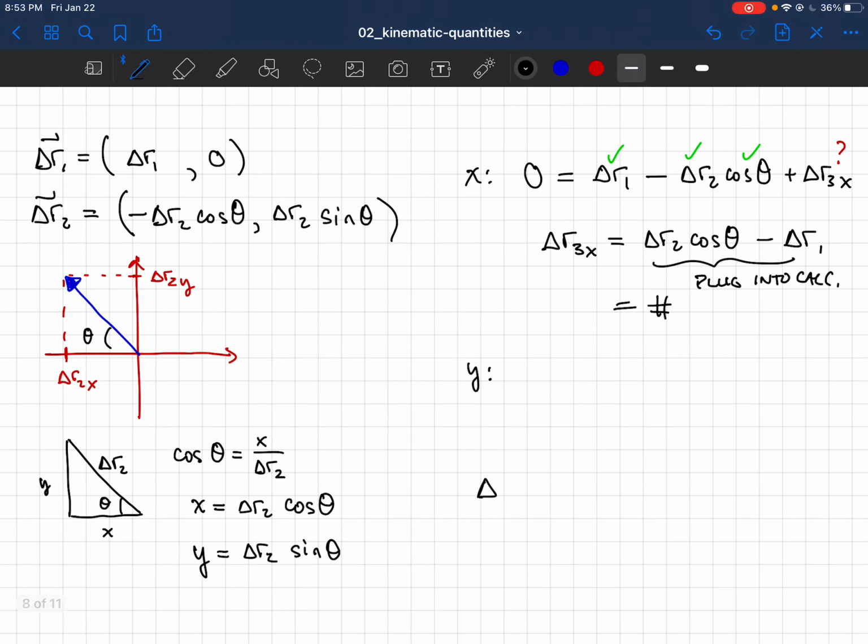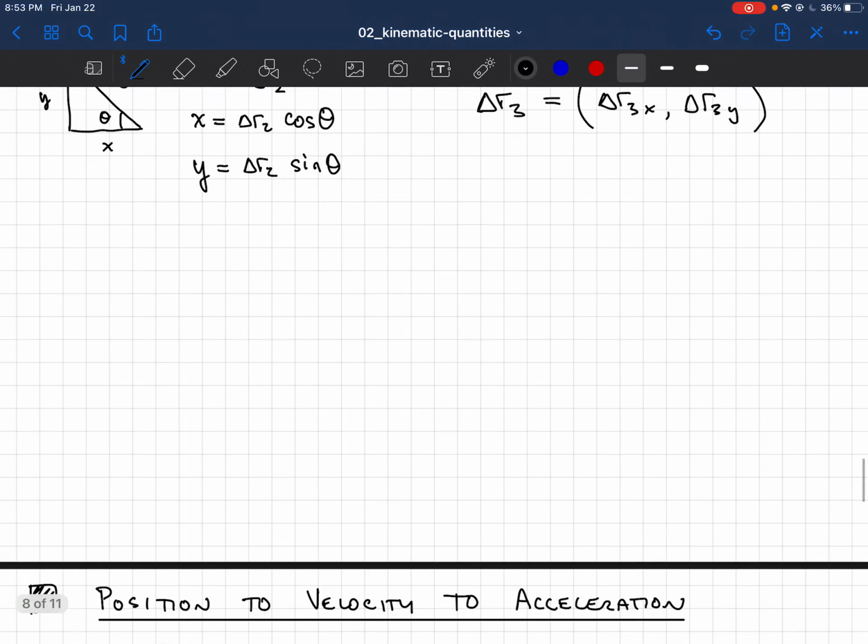And then once you have delta r3 vector, which is delta r3x, delta r3y, you can get magnitude by taking the square root of the sum of the squares. And you can get direction by, I would draw the vector out and find one of the angles with a tangent. And you can finish that off on your own.